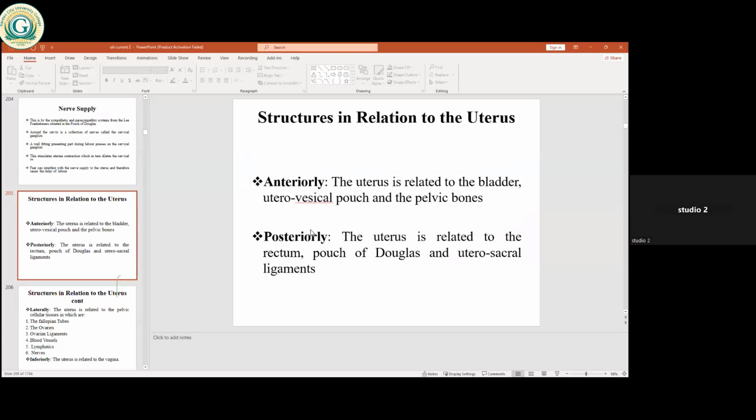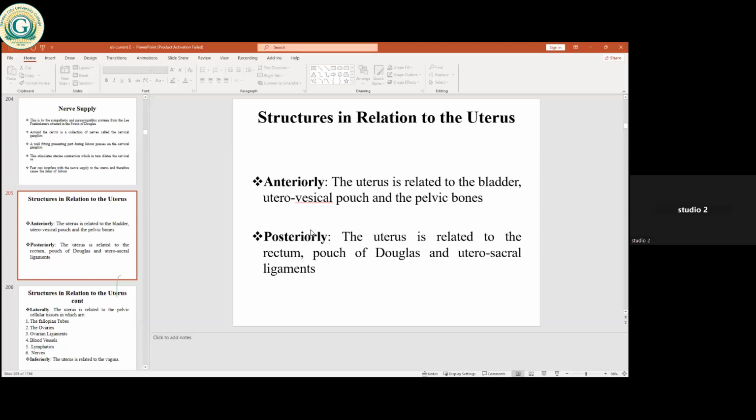The uterus is related to the uterovesical pouch and the pelvic bone anteriorly. In other words, on top of the uterus. At the back of the uterus, it is related to the rectum, the pouch of Douglas, and the uterosacral ligaments, posteriorly. Of the structures anteriorly and posteriorly, the most important ones we are concerned with are the bladder and rectum and the top of the uterus.